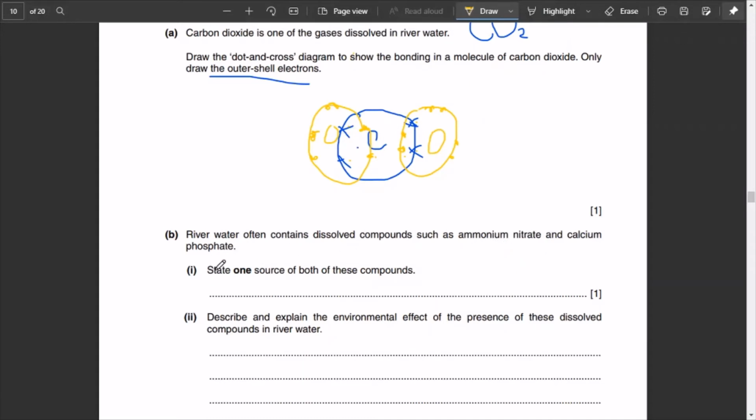Moving on to part B. River water often contains dissolved compounds such as ammonium nitrate and calcium phosphate. State one source of both of these compounds. Alright, so these are mainly because of fertilizers. We get ammonium nitrate and calcium phosphate, and they pollute river water and get dissolved in it, and they create issues. Okay, we need to explain this over here.